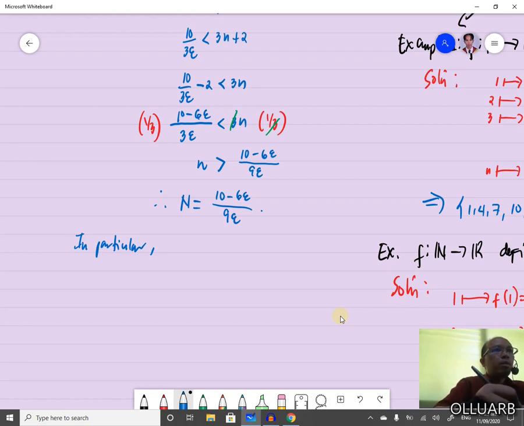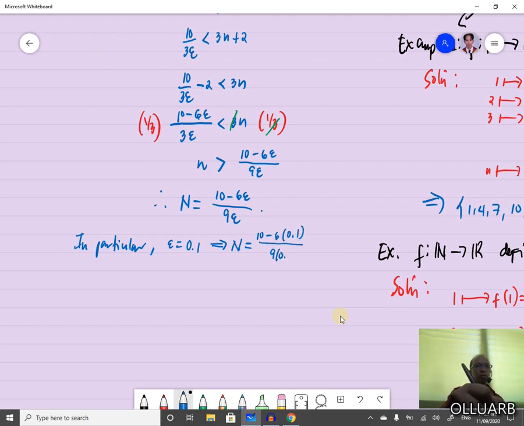if you have epsilon, which is, let's say, 0.1, then our n is what? Let's try to solve that one. For example, we have 10 minus 6 times 0.1, and then 9 times 0.1. So what is the value? Here's my calculator.